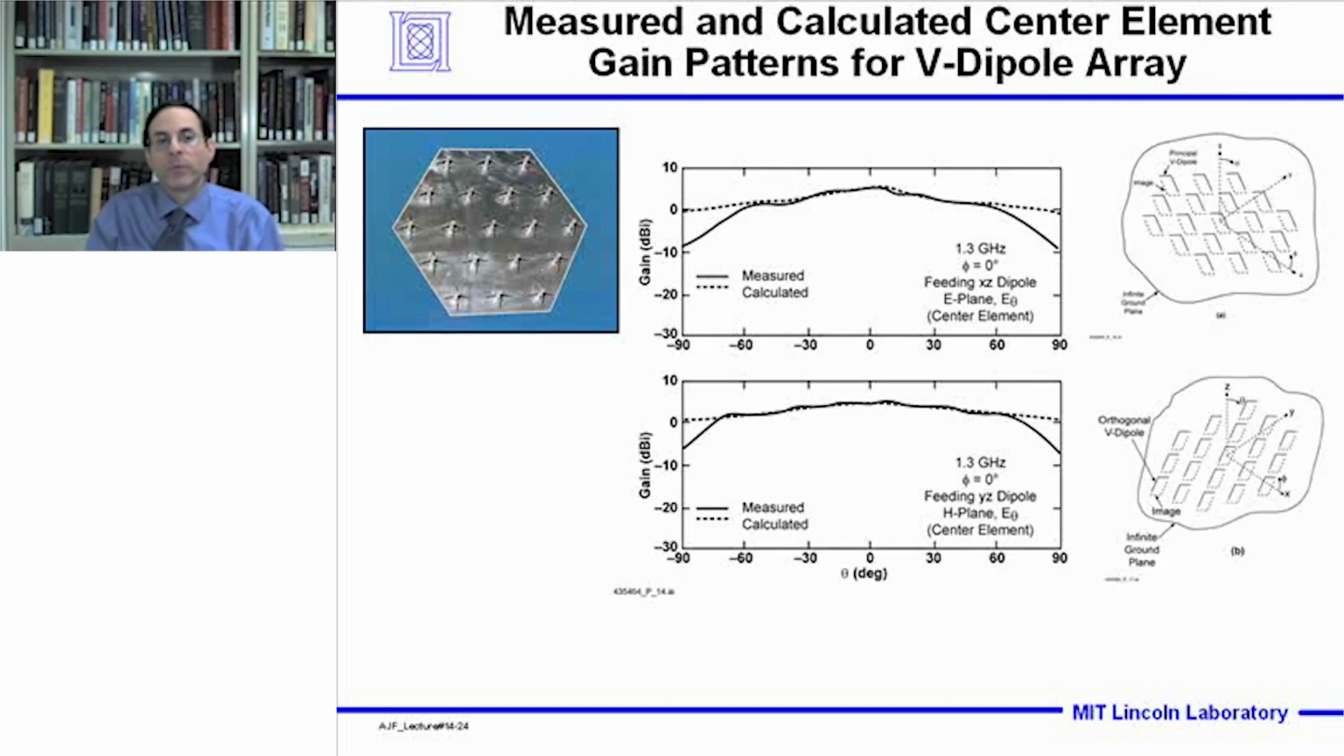Now this slide shows the measured and calculated center element gain patterns for the V-dipole array. We see there's very good agreement between measurements and calculations. The peak gain occurs at 0 degrees, and we see broad radiation pattern coverage over plus or minus 60 degrees as desired in a wide-angle steering phased array. There's no evidence of a blind spot for this type of radiating element.